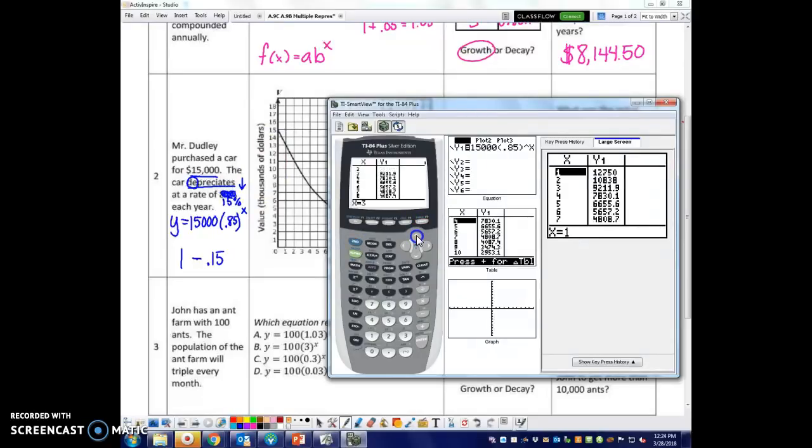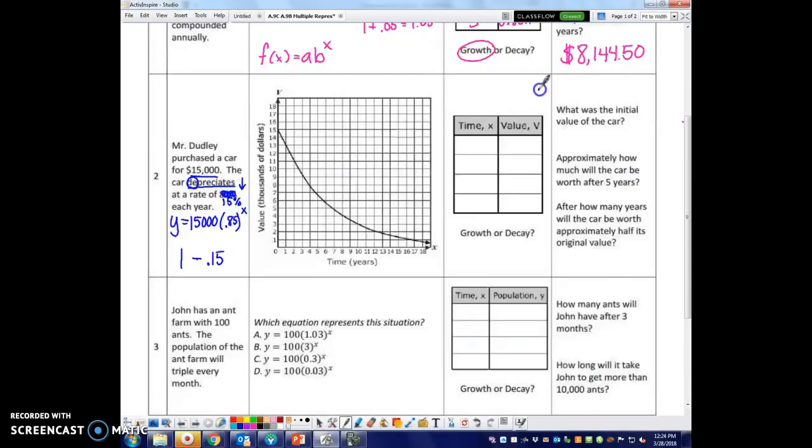Again, I want our table to start with 0, 1, 2, and 3. And we're going to write down the numbers. So for 0, you write this. 1 year, it becomes this. 2 years, this. It's going down. That's what happens to cars throughout the years. So when you first bought it, it was $15,000. Well, according to our table in our calculator, after 1 year it's $12,750. And then after 2 years, it's $10,838. And after 3 years, it's only $9,211.90.